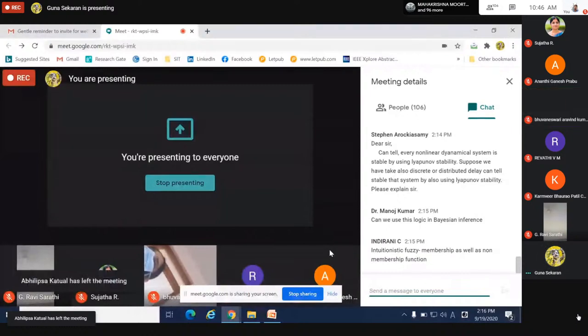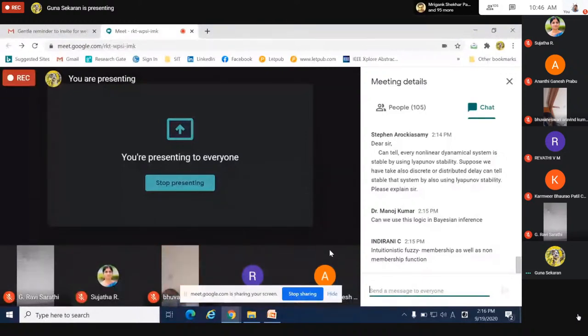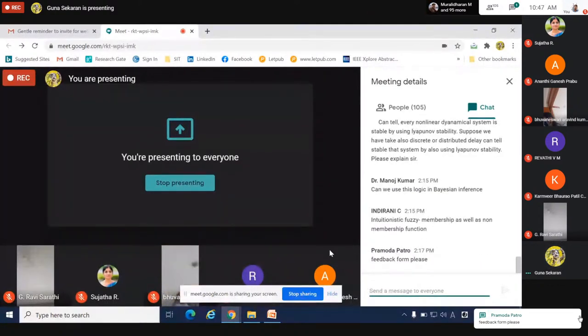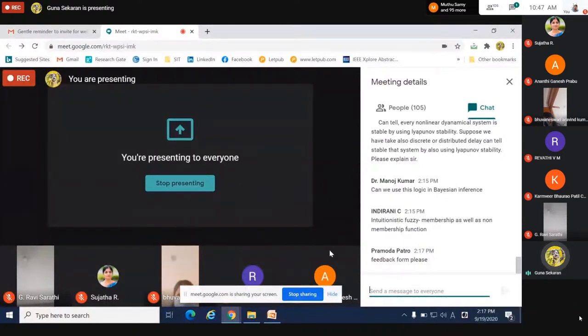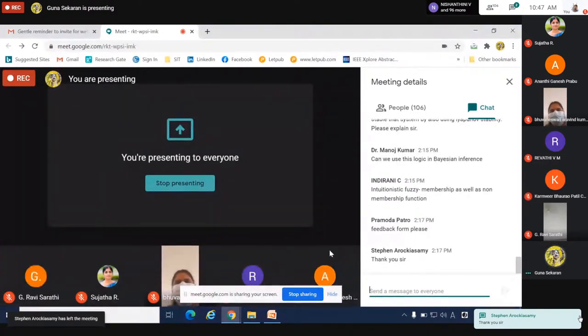For another possible nonlinear system, you can use the fuzzy TS fuzzy model approach. We can easily linearize. Can we use a fuzzy Bayesian inference? Bayesian inference. That means it is very difficult to use with this nonlinear model. This inference model is a statistical probability space, something like that.